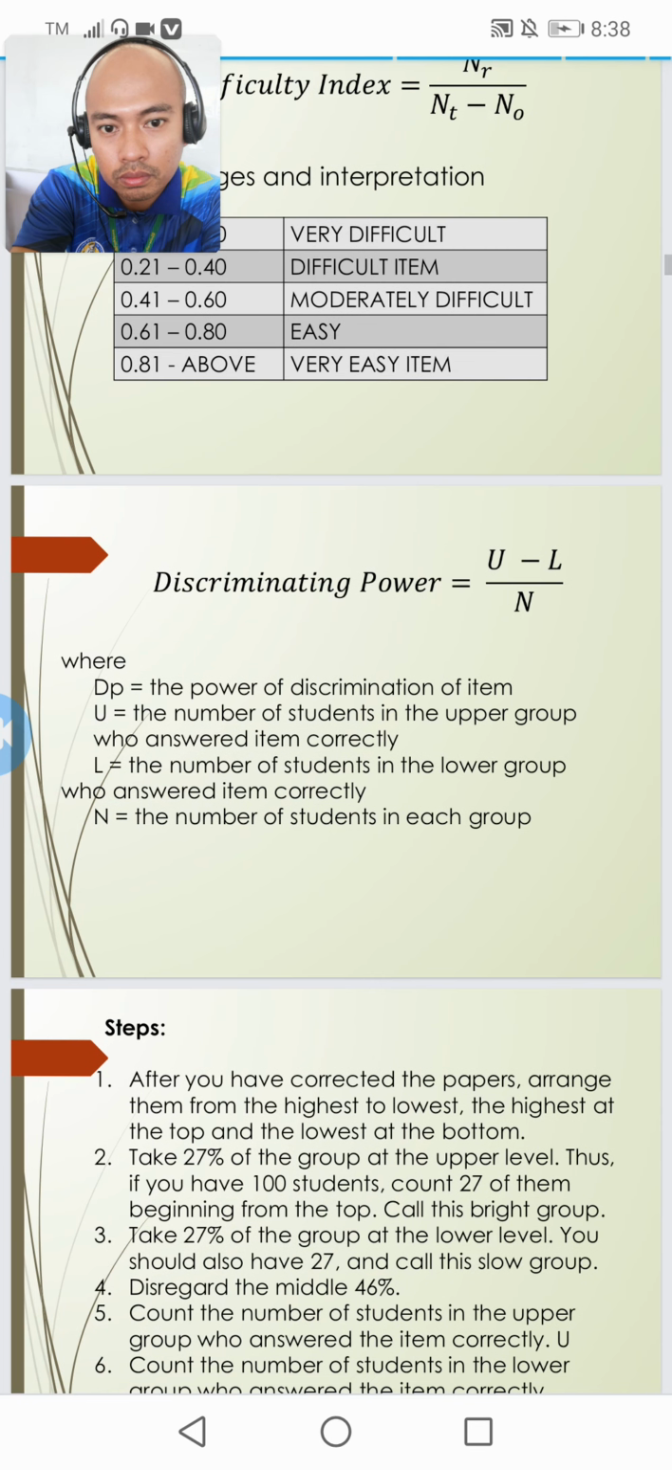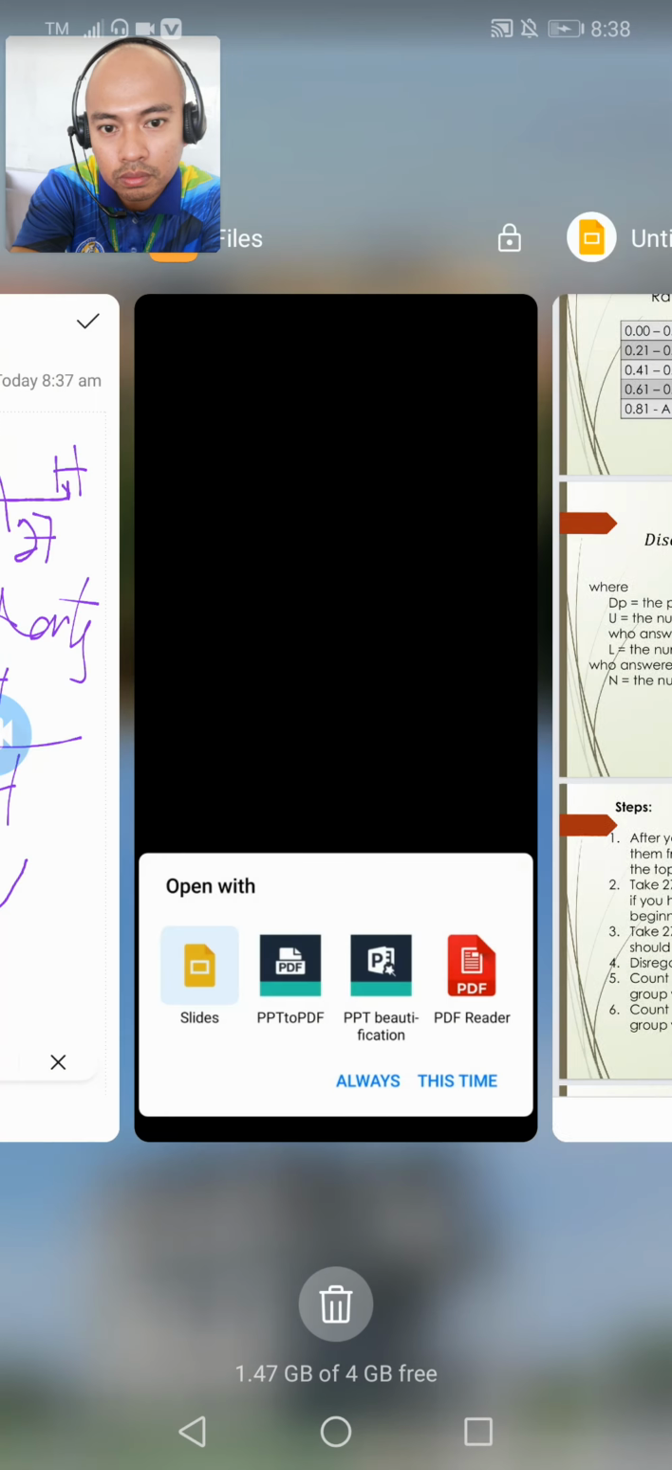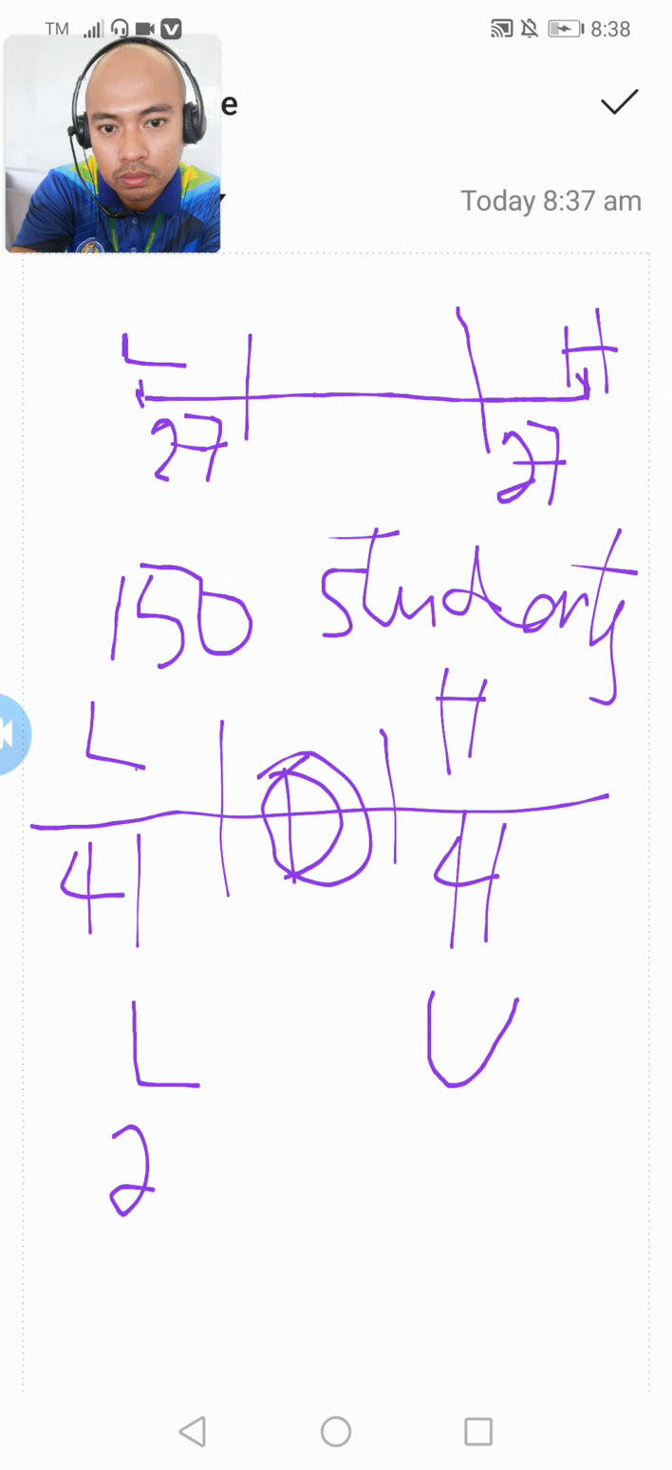Ayan. So, ito yung formula ng ating discriminating power. So, yung U dito will represent the total number of students who got the item correctly in the upper group, while L represents the total number of students who got the item correctly in the lower group. So, let's say, for example, in the given problem a while back, okay? Let's say yung L natin is 20, and itong U natin is, let's say, 32.